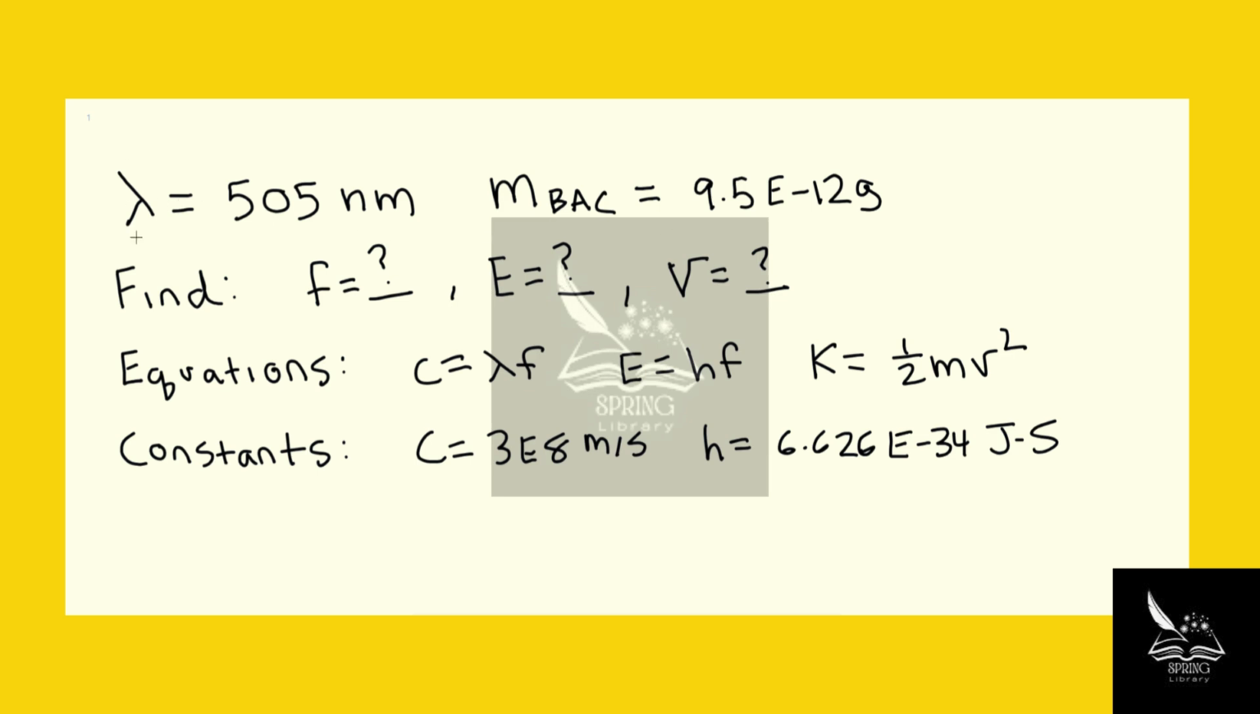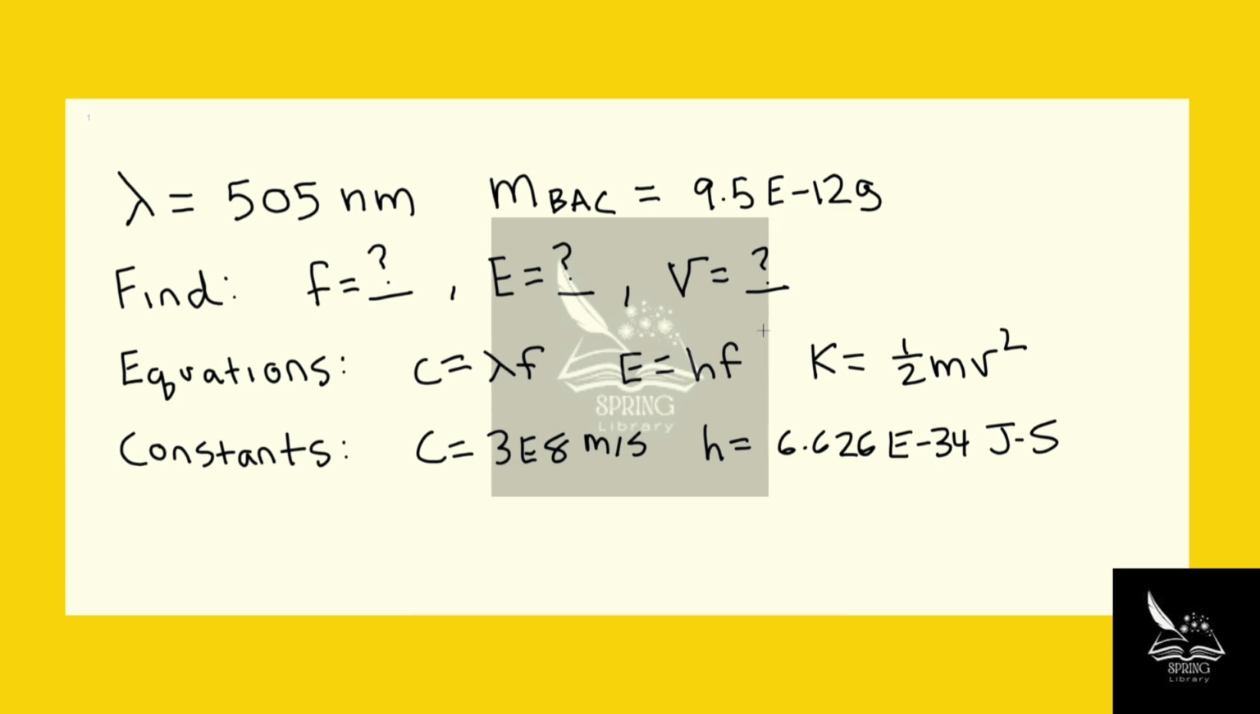We know that the wavelength of this light is 505 nanometers, making it green light. And we know that the mass of this bacterium is some very, very small number, 9.5 times 10 to the negative 12 grams. Now, the equations that we need to solve all these questions are quite simple. We need to relate the wavelength of light, which we have, to the frequency, which we can do using c equals lambda f. In other words, the speed of light, which is unchanging, is equal to the product of wavelength and frequency, which can both change opposite each other.